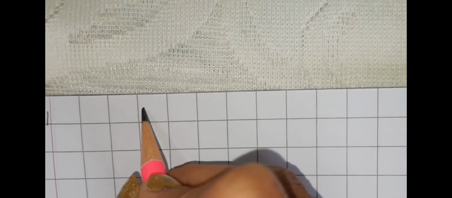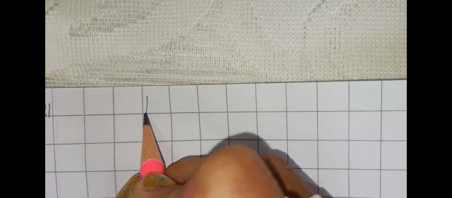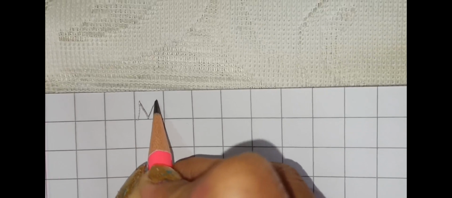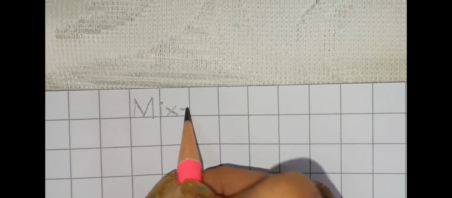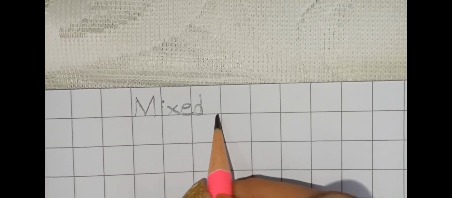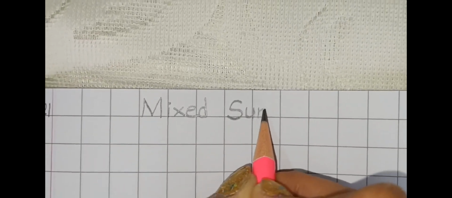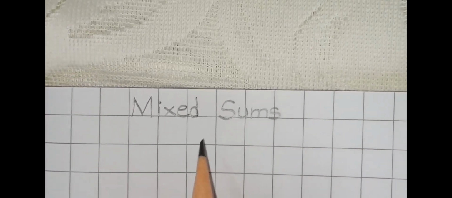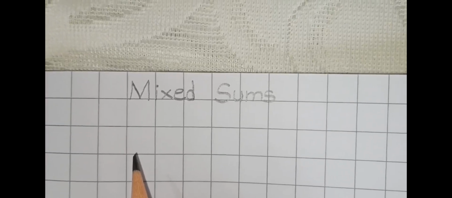So first we will write capital M. Then I, X, E, D, mixed. Then leave one finger space. Capital S, U, M, S. Sums. Children, first we will write all the sums and then we will solve them.